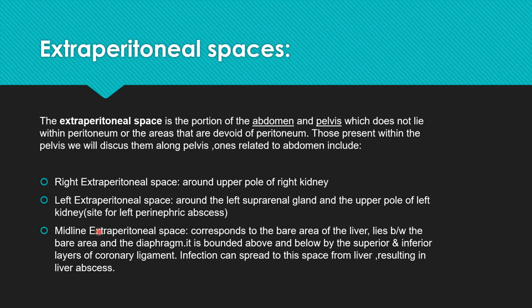So what was the bare area of the liver? That was present between the superior and the inferior layer of the coronary ligament, behind the right lobe of the liver, and this part of the liver was lying directly against the diaphragm with no peritoneum intervening. The space between this bare area and the diaphragm, which is not divided by the peritoneum, is known as the midline extraperitoneal space, and infection can spread to this space from the liver, resulting in a liver abscess.